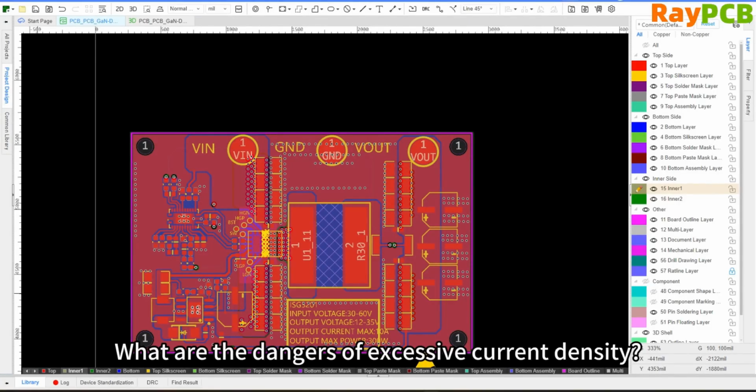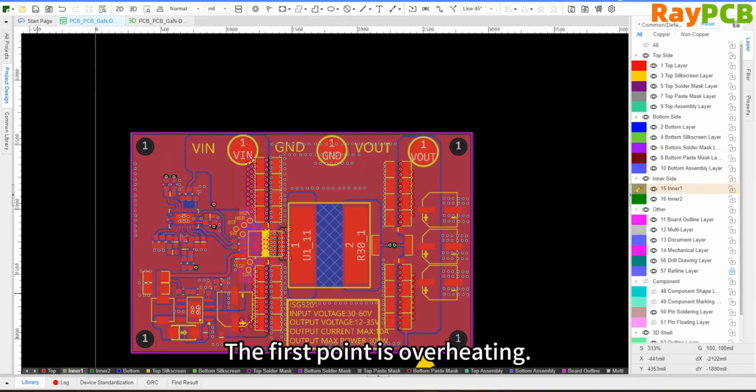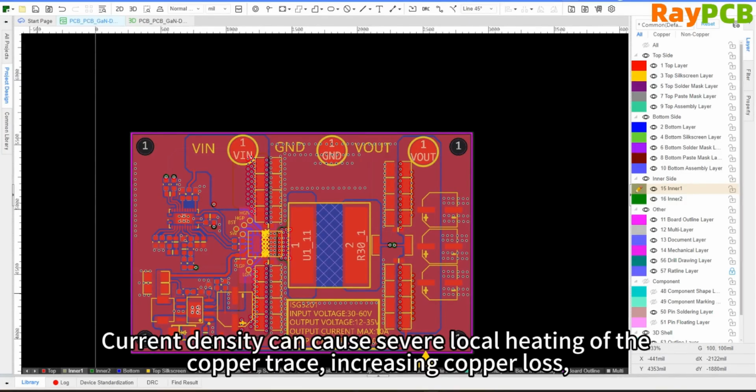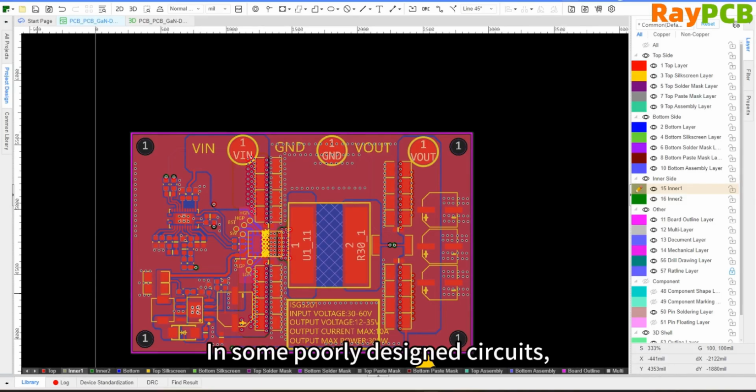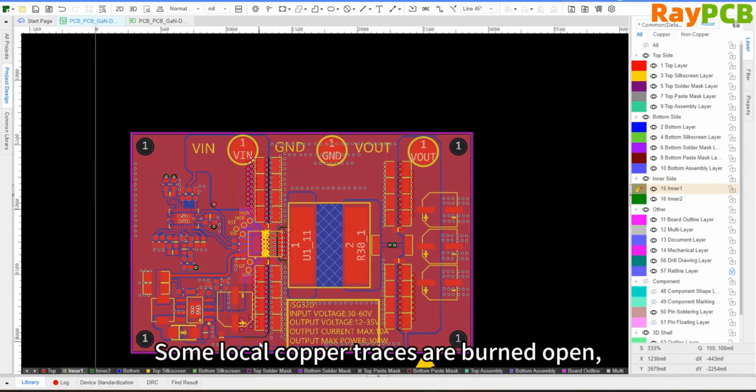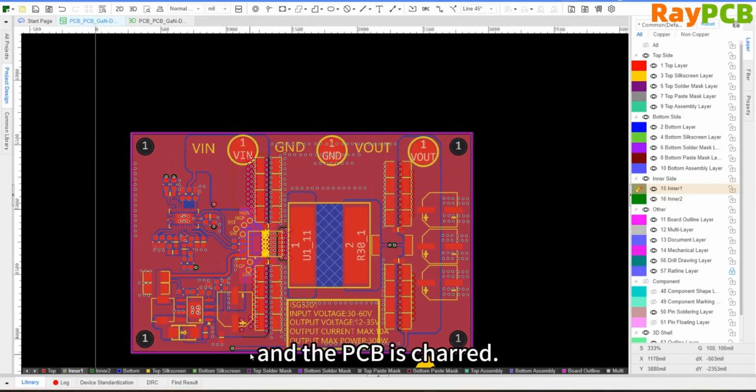What are the dangers of excessive current density? The first is overheating. High current density can cause severe local heating of the copper wire, increase copper loss, and even burn out the trace or cause the copper to separate from the board. The design is not reasonable. You will often see traces being burned out, some local copper wires being burnt through, or even the PCB being scorched. These are all possible.